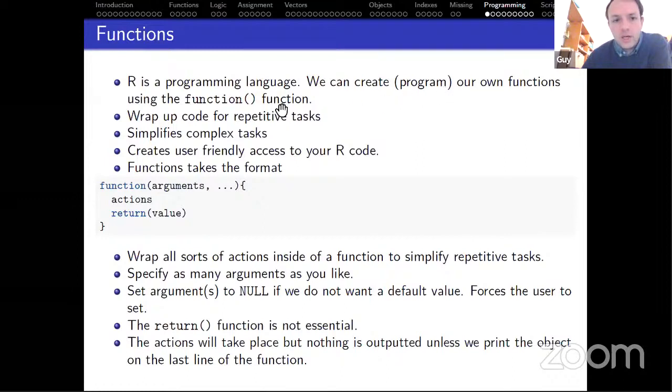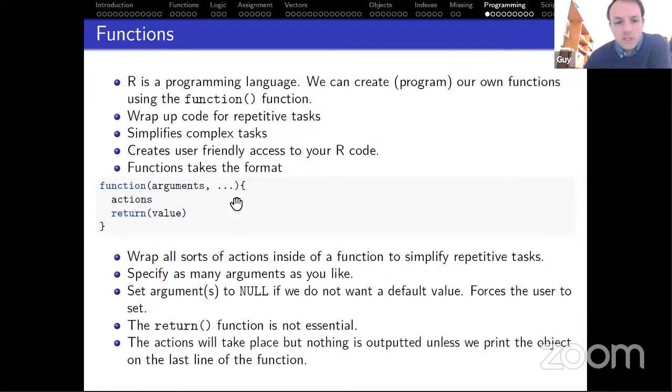And to do this in R, we use a function called function. It's a little bit complicated to get your head around. But essentially, when we want to create a function, we need to use the assignment and then the function. We use functions to wrap up code that does repetitive tasks and simplify complex tasks. The idea is that we want to give friendly access to the R code.